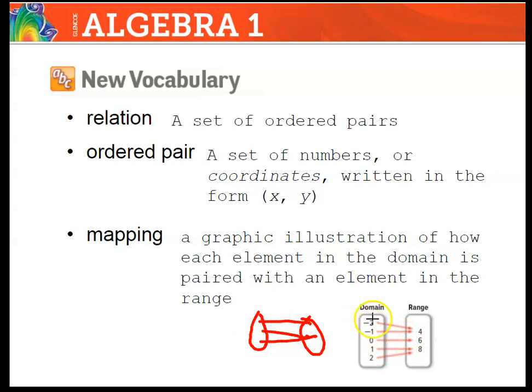So you can see here -2 is mapped to 4. -1 is mapped to 6. 0 is mapped to 6. 1 is mapped to 8. 2 is mapped to 8. That's all that a mapping is.